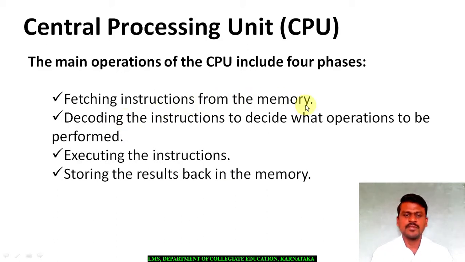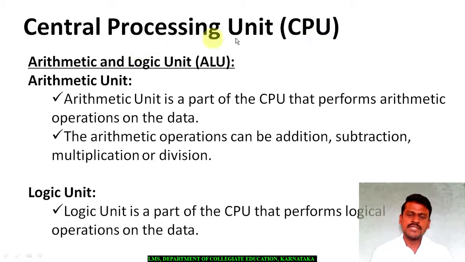So these are some of the operations performed by the CPU. First, fetching the instruction from the memory. Next, decoding the instruction to decide what operation needs to be performed. Next, executing the instruction to calculate or process the data. Next, storing the result back to the memory. These are the important operations included within the central processing unit. Now we will move on to the next unit. The central processing unit is again divided into two units. The first unit is the arithmetic and logical unit, that is ALU. We will again divide this into two different types, the arithmetic unit and the logical unit.